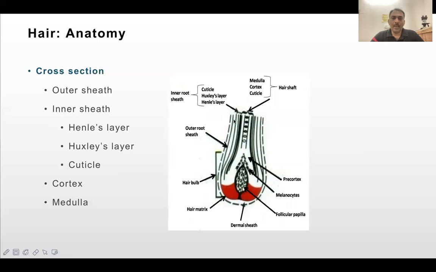These three structures are encased in what is called the hair bulb. The lower portion is the follicular papilla, which is basically the germinative layer and has a rich blood supply. And outside this follicular papilla lie the melanocytes.